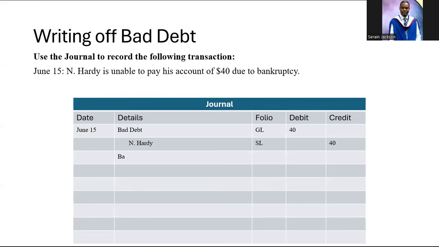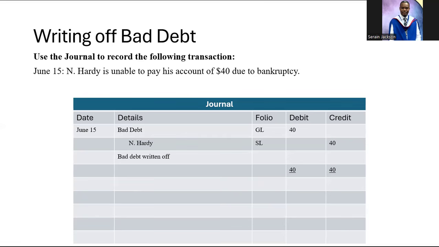You can say bad debt written off. Remember that the notation is just to help other bookkeepers who may take up your journal and wonder why this transaction is there. The narration is just to help them. Both sides are the same, 40 and 40, and you just underline it, double line it to balance it off, just like that.